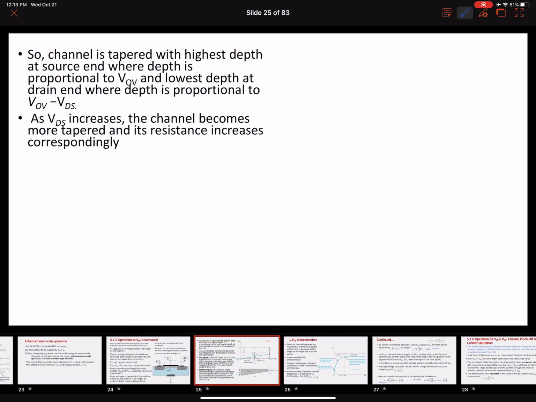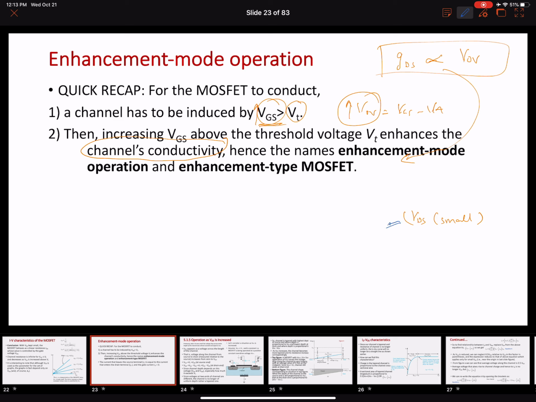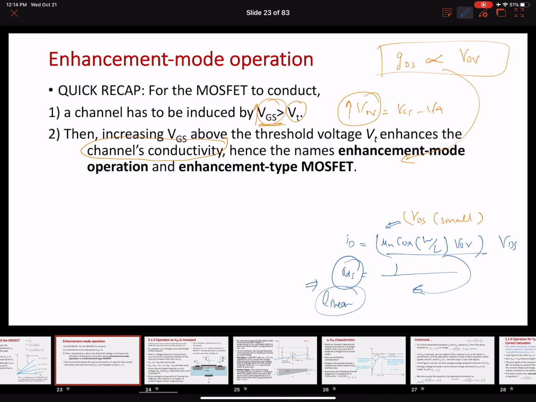Now, as we increase the value of the VDS, the channel becomes more tapered and its resistance increases correspondingly. This is important, right? Earlier we said that when the VDS was small, our drain current was mu n Cox W over L times VOV times VDS, and our RDS was 1 over this entire thing. We have been saying that this is a linear resistance. However, this is no longer true.